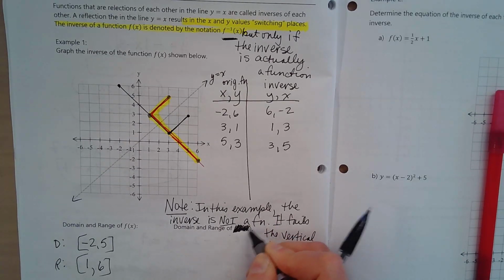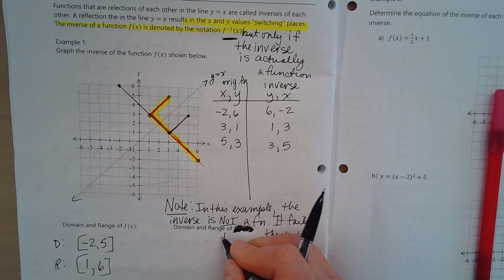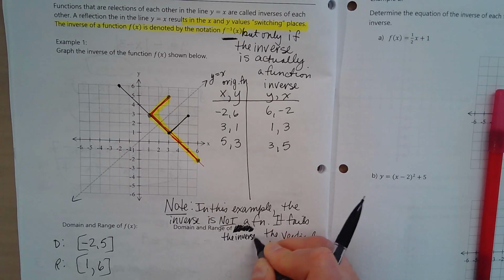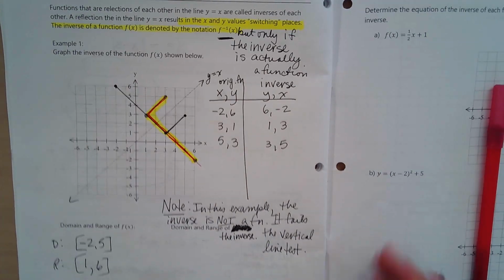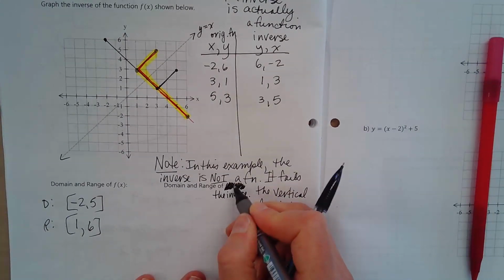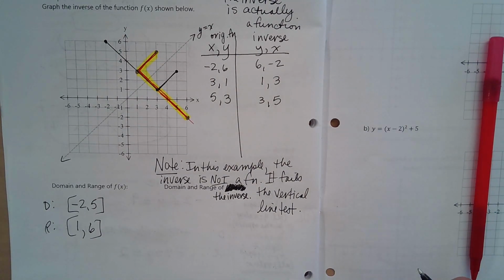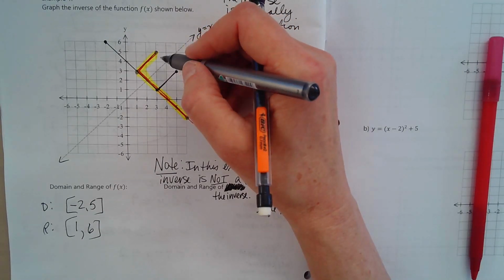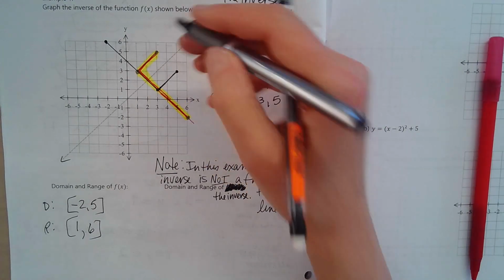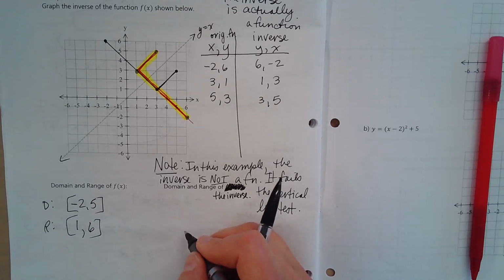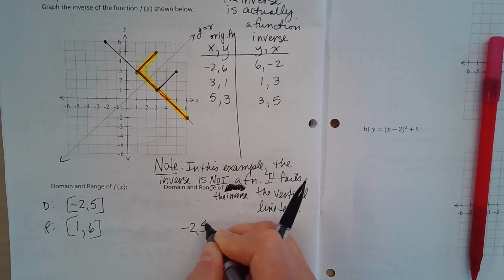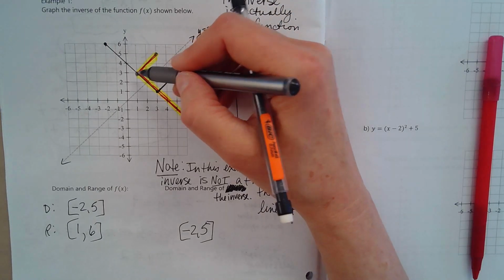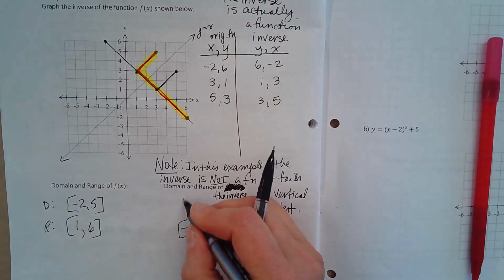By the way, this is wrong. You have to scratch this out. We just have to call it the inverse. I can't use that f symbol because it's not a function. Now I'm just looking at the red graph. The range is from negative 2 to positive 5, and the domain is from positive 1 to positive 6.